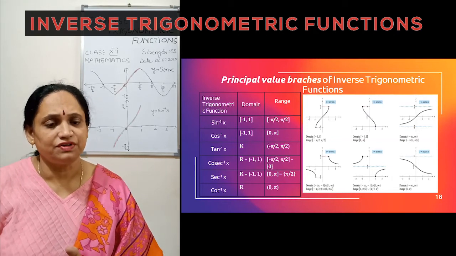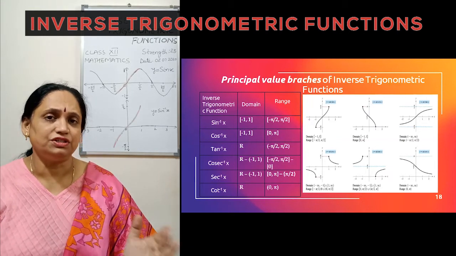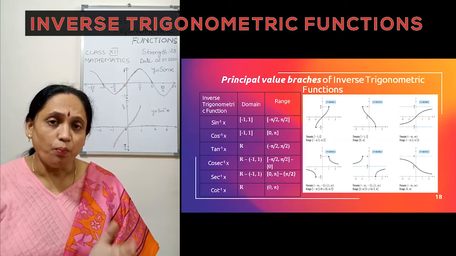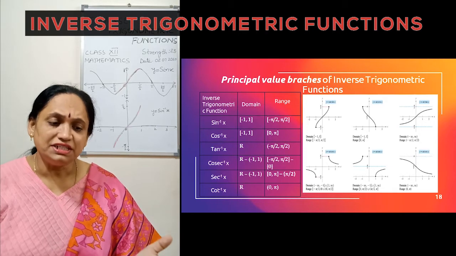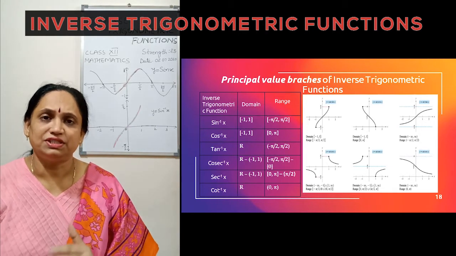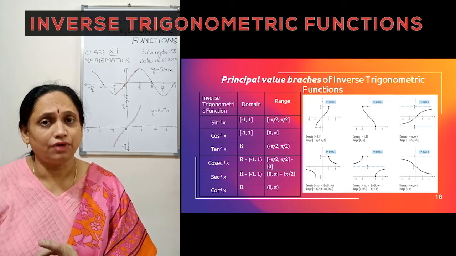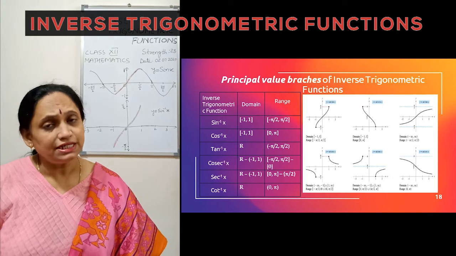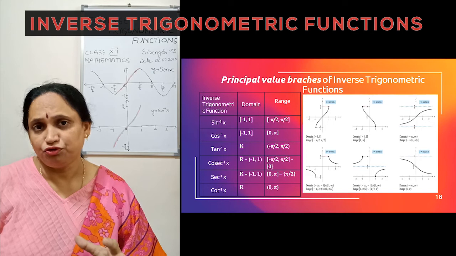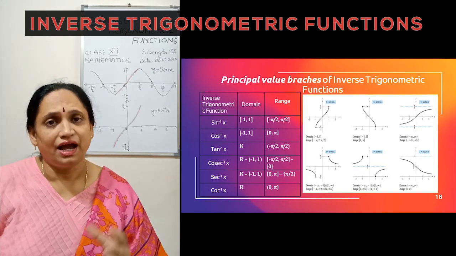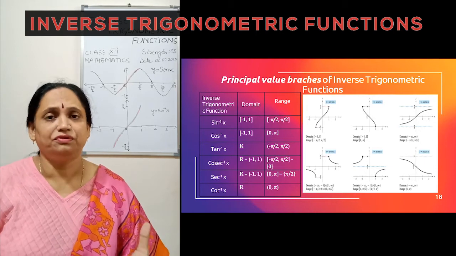Similarly, for the cos inverse function, the principal value branch is 0 to pi. For the tan inverse function, the principal value branch is the open interval -π/2 to +π/2. For the cosecant inverse function, the principal value branch is again the closed interval -π/2 to +π/2 without the value 0. For the secant inverse function, the principal value branch is the closed interval 0 to pi without π/2. And for the cot inverse function, the principal value branch is the open interval 0 to pi.